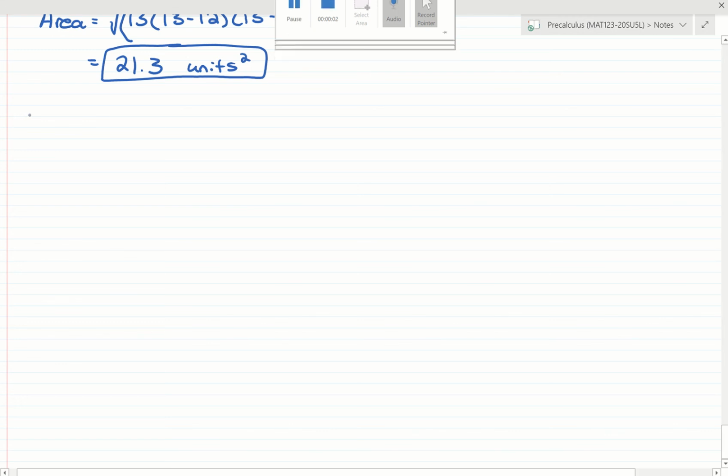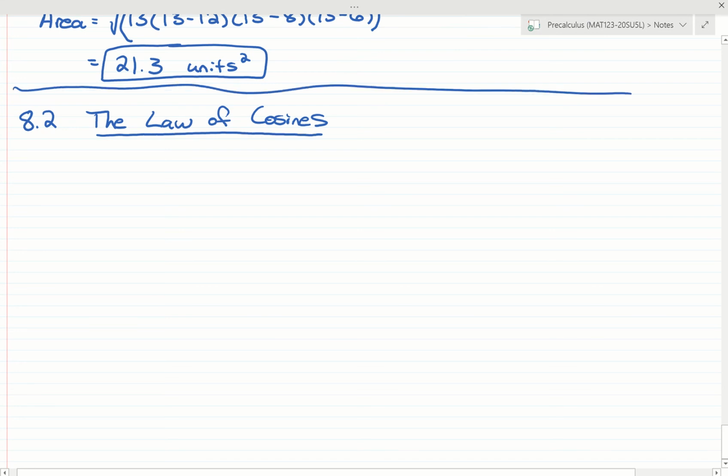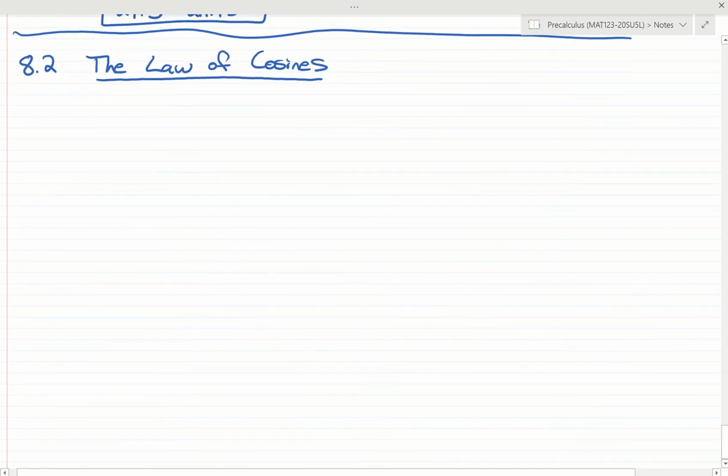And in section 8.2, we'll be talking about what's called the law of cosines. Now I know what you're thinking. There is no law of tangents. We have the law of sines and we have the law of cosines.